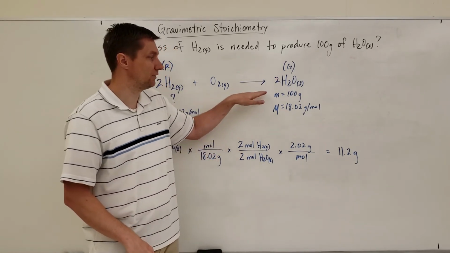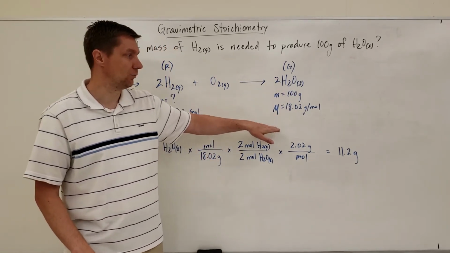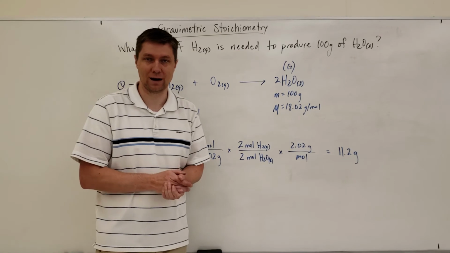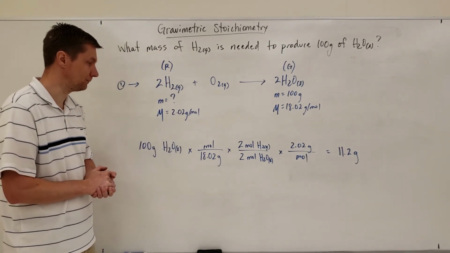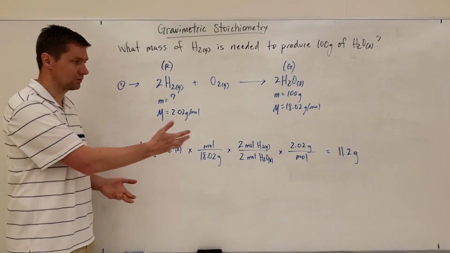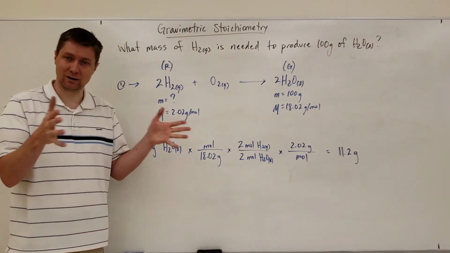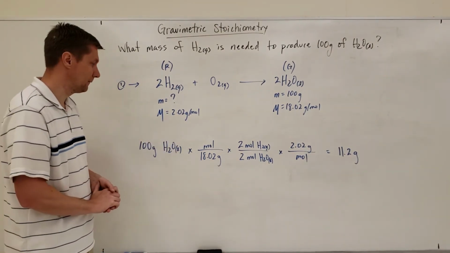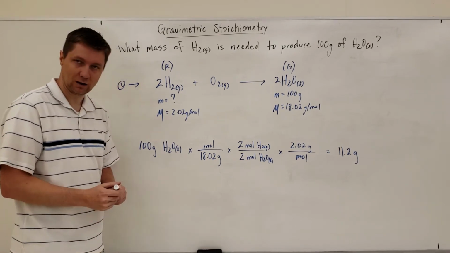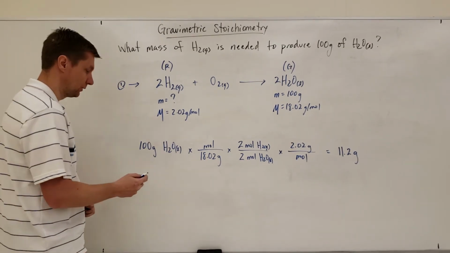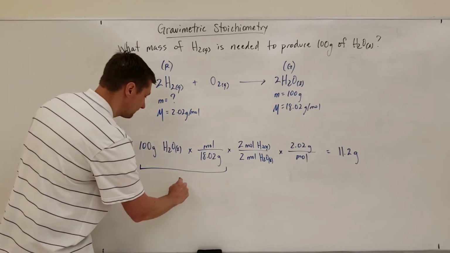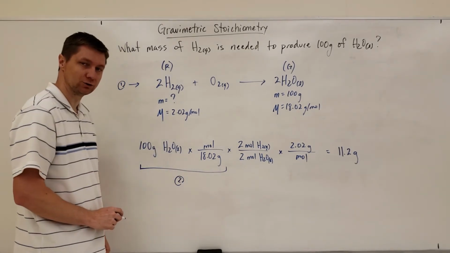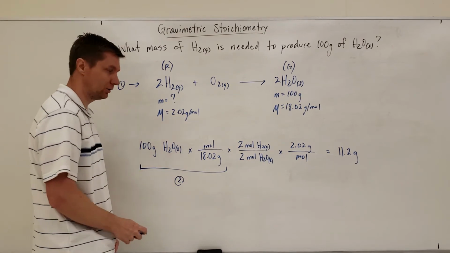So this is my given: mass is 100 grams, and the molar mass is 18.02 grams per mole when I calculate the molar mass of water using the periodic table. And again, here's my stoichiometry, written out this time in the short way. And you can see here as well where the steps to stoichiometry are. So step number 2, find the moles of the given, is right there. That's the moles of the given when I do that calculation.